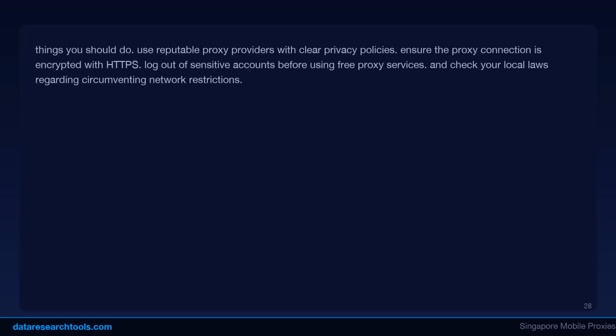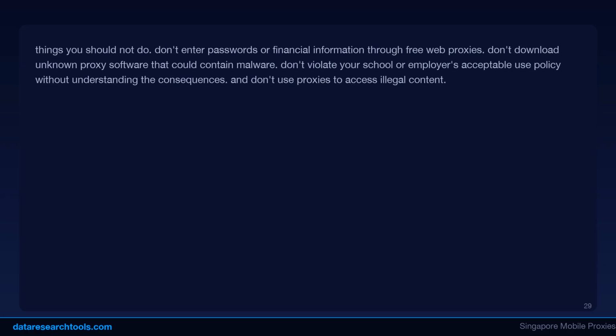On Android, go to settings, then Wi-Fi, then your network, then advanced, then proxy. Set manual proxy configuration. On Windows PC, go to settings, then network and internet, then proxy. Enable manual proxy setup. On Mac, go to system preferences, then network, then advanced, then proxies. Enable the appropriate proxy type.